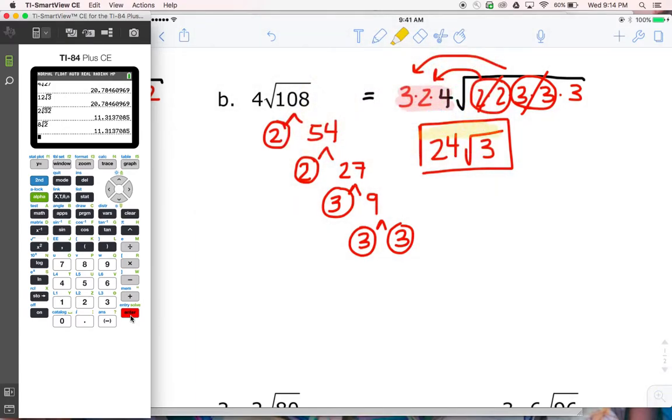Okay, last problem to check. Let's try the original, 4 square root of 108. Sorry, of 108, not 28. 4 square root of 108, and I get 41 point something. And now 24 square root of 3, my simplified answer I just found. And again, my decimals are matching.